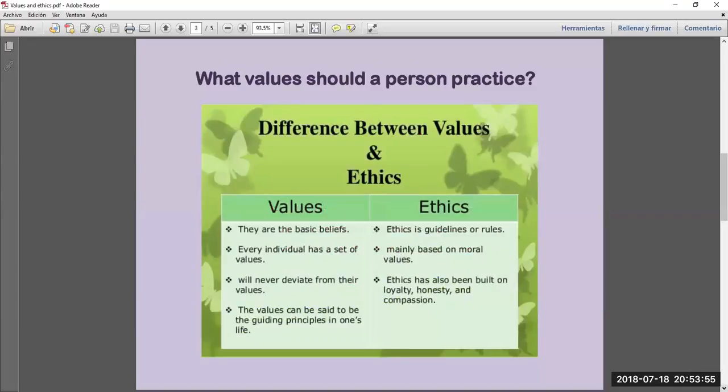Here we are. They say, what values should a person practice? Well, first of all, tell me, what do you think about it? What are the most important values for you? Values. I think honesty. In Mexico we need this value, because nowadays politicians are very discredited, because society doesn't have this value of honesty.